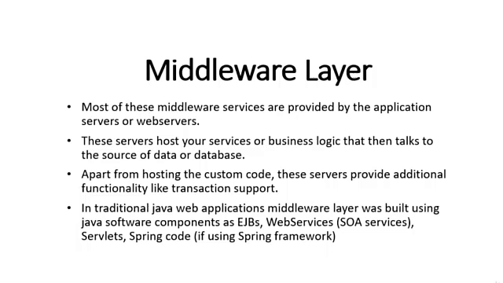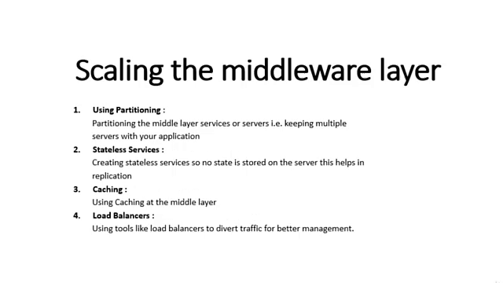So in traditional Java web applications, the middleware layer was built using Java software components earlier, like EJBs and web services, SOA services. More recently, microservices, as well as, if it is a small application, you can just use Spring MVC as well. So how do you scale this middleware layer? There are certain best practices that you can follow to scale them.